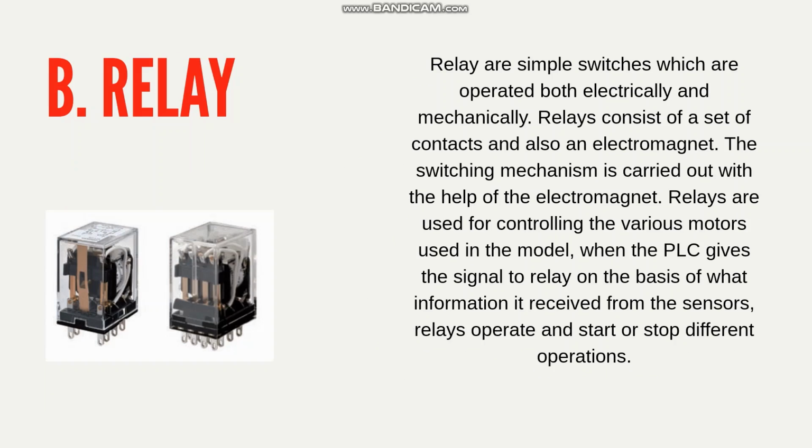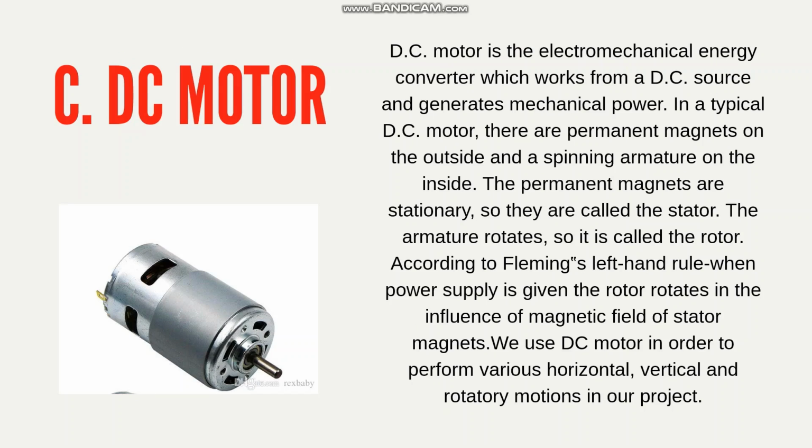Relays are simple switches which are operated both electrically and mechanically. Relays are used for controlling the various motors used in the model when the PLC gives the signal to the relay on the basis of what information is received from the sensors. Relays operate and start or stop different operations. A DC motor is an electromechanical energy converter which works from a DC source and generates mechanical power. We use DC motors in order to perform various horizontal, vertical, and rotary motions in our project.